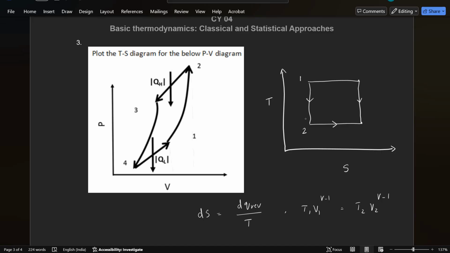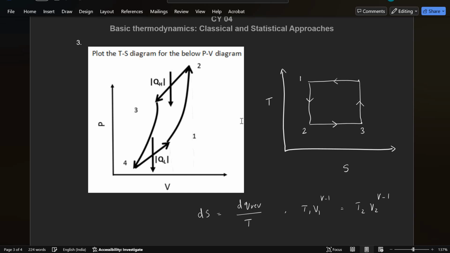Okay. So temperature is going to increase. So like this. And then again, it is an adiabatic compression process. Since it's compression and there's no heat change, the entropy is not going to change, but temperature is going to increase.